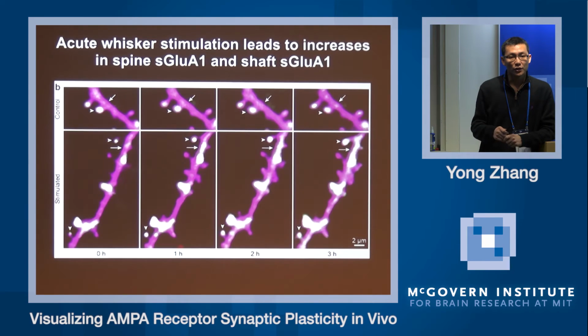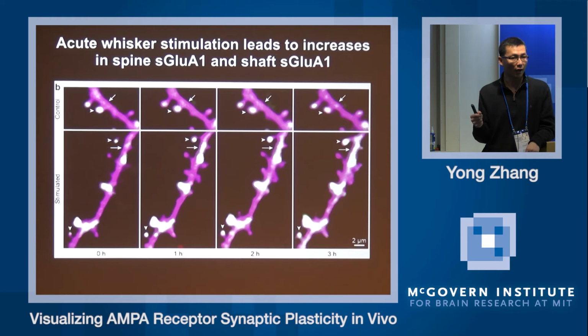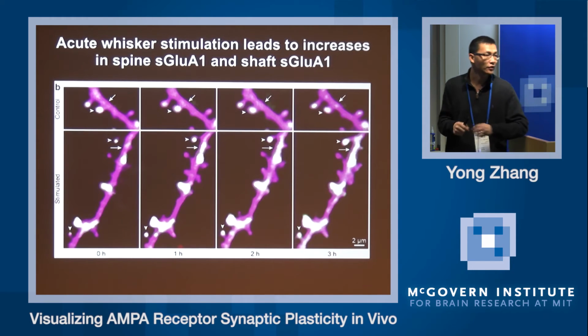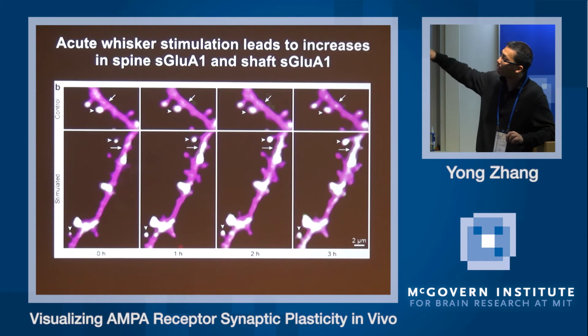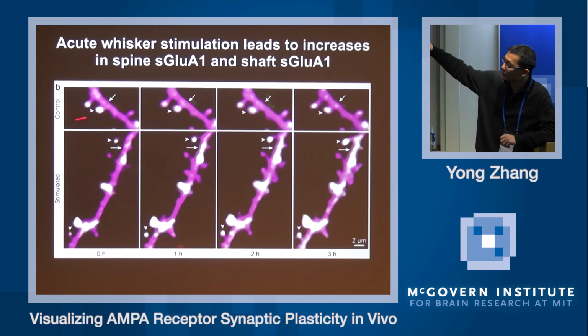So as I briefly introduced, the first brain region we decided to study AMPA receptors in is the barrel cortex. What we want to see is, if we apply a very strong whisker stimulus, what will happen to the spine surface AMPA receptors? So we are doing a 10 Hz, 1 hour constant whisker stimulation. We take images before we start the whisker stimulation, then we start whisker stimulation, then we take images immediately after the whisker stimulation, and then 2 hours and 3 hours after the whisker stimulation.